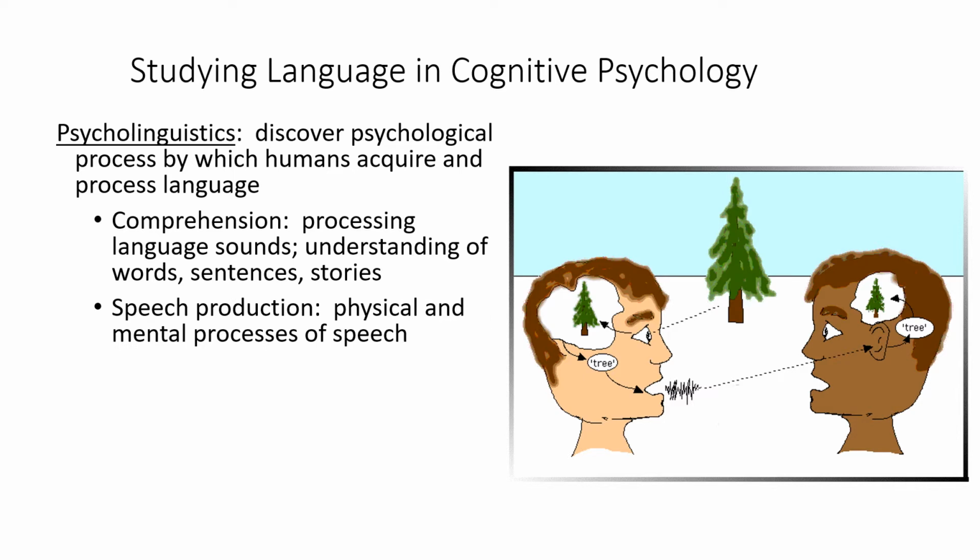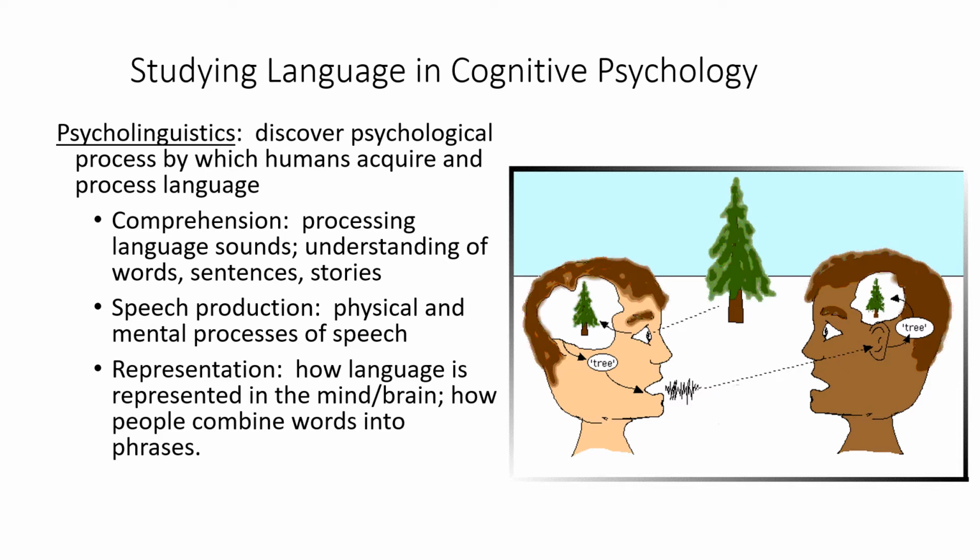Just as important is speech production. This is the physical and mental process involved in producing language. So producing speech, or in the case of sign language or writing, it's the mental process of producing that language. Then you've got representation. This is how language is represented in the brain and how people combine words into phrases.